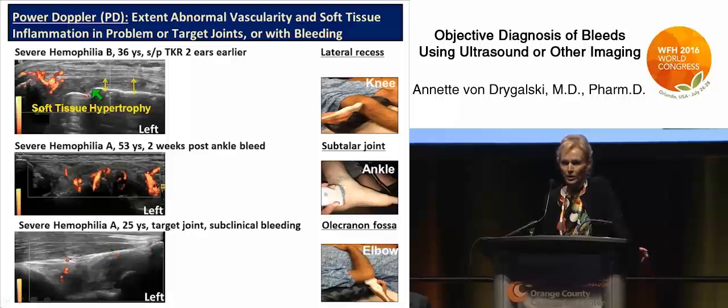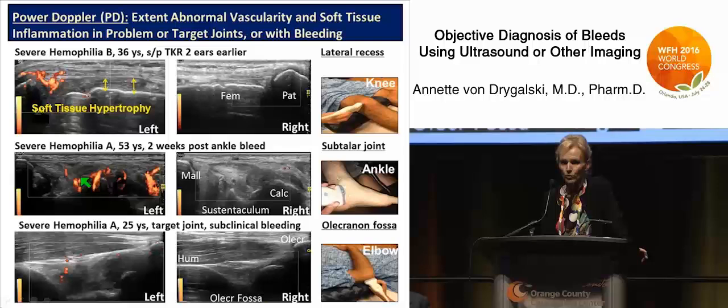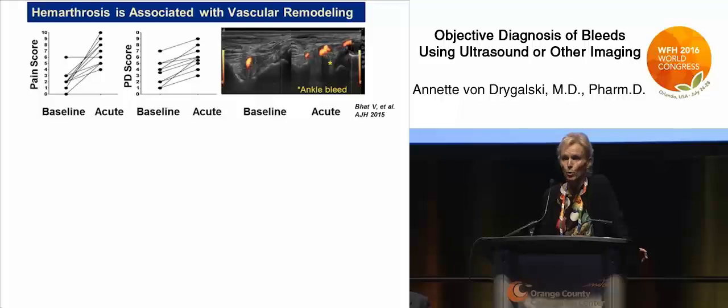This gentleman has severe hemophilia B, and he had knee replacement 2 years earlier. This patient is 53 years old, and this was in his subtalar joint 2 weeks after an ankle bleed. And this is a 25-year-old patient with an elbow that shows chronic subclinical blood products, meaning blood in the elbow without pronounced pain. And so you can see on the power Doppler all these various extents of inflammation and of vascular findings compared to the contralateral joint in each of these patients without such vascularity. Now, why is that important?